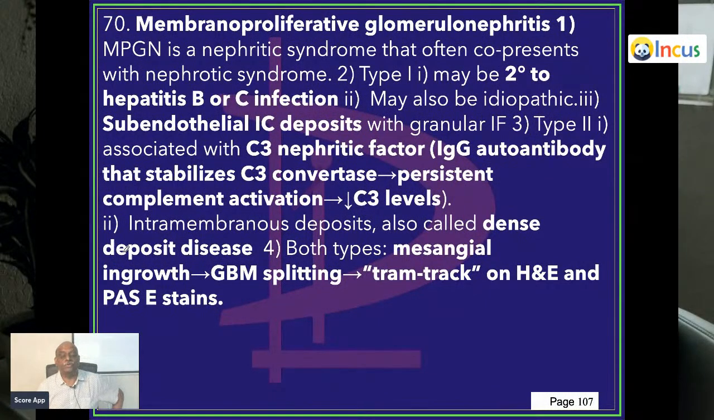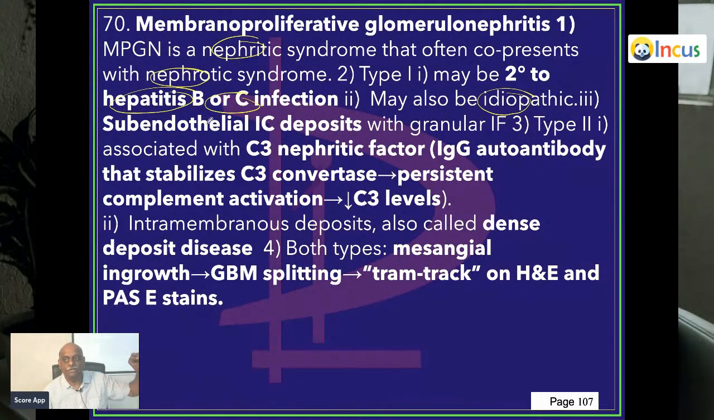Now let us talk about MPGN, membranoproliferative glomerulonephritis. So what are the two conditions that present with both nephrotic and nephritic syndrome like presentation, doctor? DPGN and MPGN, both nephrotic, nephritic. So this also presents with nephritic along with nephrotic. And what leads to MPGN? Remember, hepatitis B, hepatitis C lead to the development of MPGN. Point number 2, it can even be idiopathic.